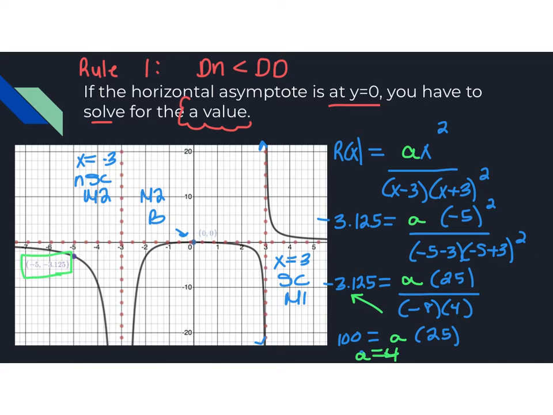Again, we were not able to observe that from the graph. We had to do the calculations. So my last step is I want to replace that a with the number 4, because that's what we just calculated it to be. If your asymptote is at y equals 0, again, that is the only time you have to solve for the a value.